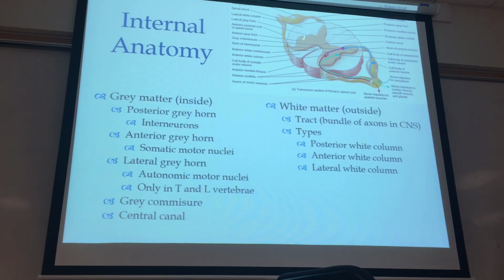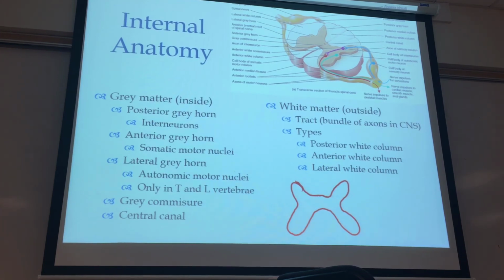Like I said, gray matter is on the inside. So what we'd expect to see in gray matter are the neurons, the cell bodies. What we'd expect in the white matter is to see our axons. So here you're going to see the different areas of the spinal cord segment. I'll draw that out for you. And here I'm just drawing the gray matter.